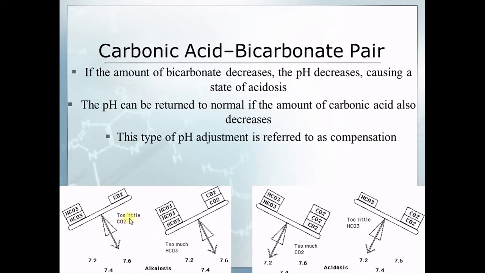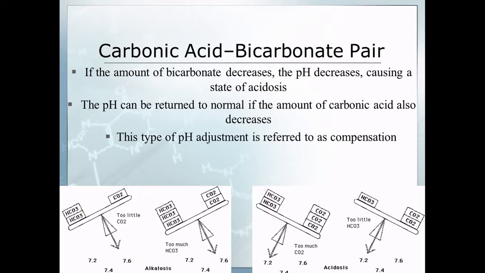When you look at this situation, too little CO2. CO2 is referenced as an acid, or ability to make an acid. So if I have too little CO2, what becomes more powerful in my blood? Well, if I have too little CO2, I can automatically think I have too little acid, which means the base becomes more powerful. So this would be a state of alkalosis.